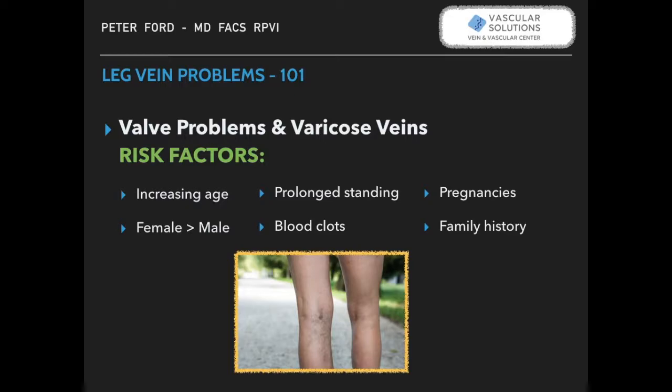Carrying a pregnancy to full term is a risk factor, and a family history of varicose veins or vein problems is a risk factor. In particular, if you have a parent or a sibling with varicose veins, there may be a genetic component at play.